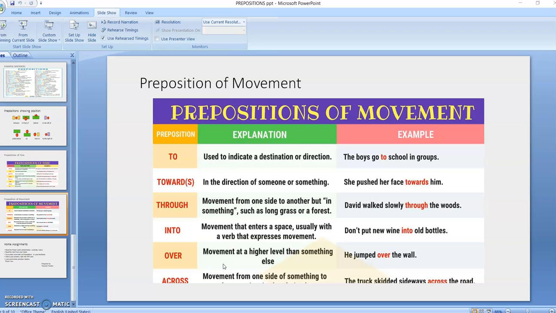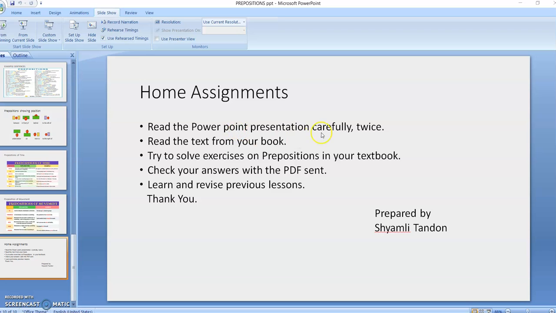Now for today's home assignments, read the PowerPoint presentation carefully, especially the sentences, at least twice. Read the text from your book. Try to solve exercises on prepositions in your textbook. However, we will discuss the answers of these exercises next term. Check your answers with the PDF sent. Whenever I send the PDF, you can check your answers with the PDF. Learn and revise previous lessons, and you can also try to practice prepositions a little more.